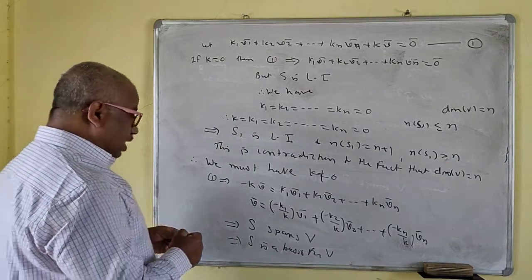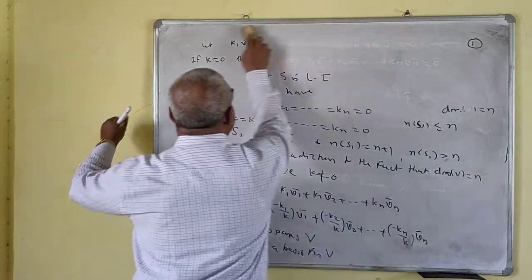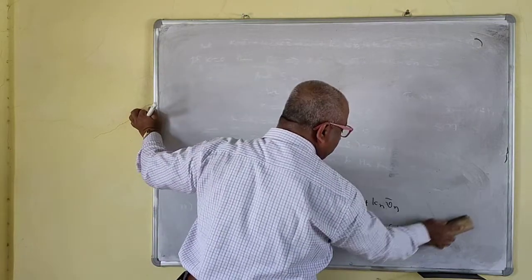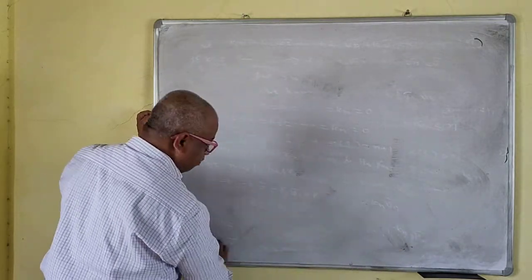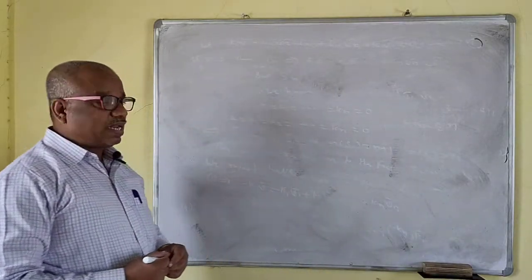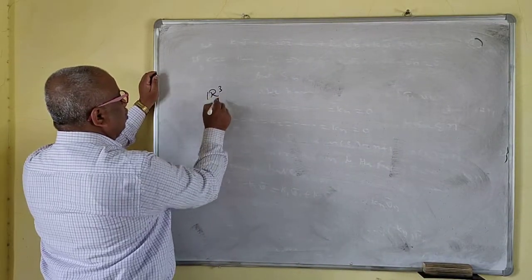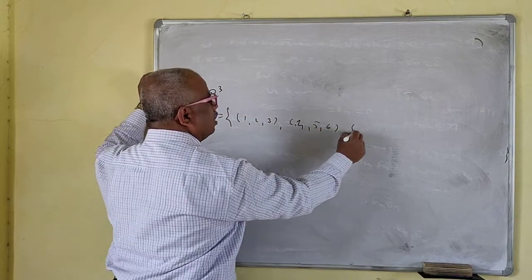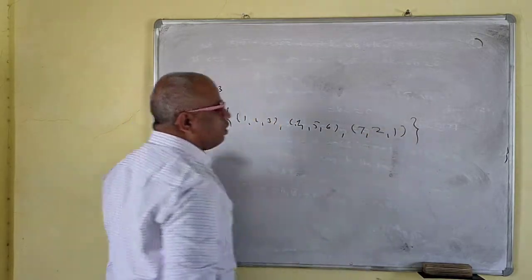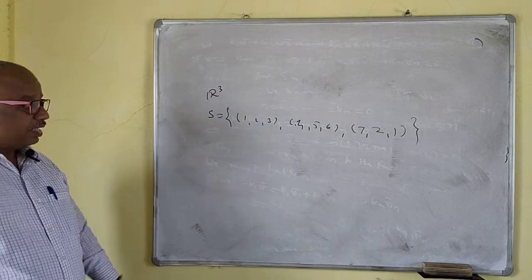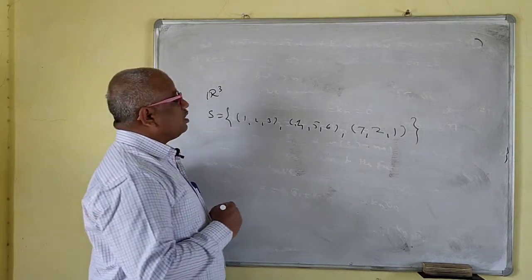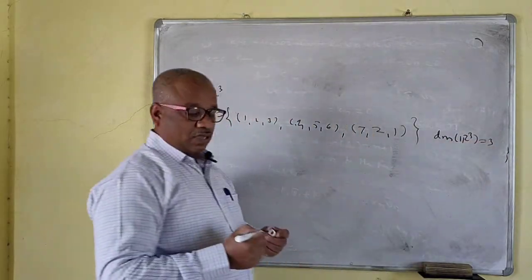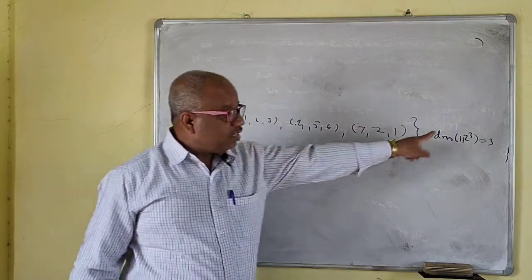So what is the benefit of this theorem? You know the dimension of Rn, the dimension of Pn, and the dimension of the vector space of matrices. Suppose this is R3, and S is equal to (1, 2, 3), (4, 5, 6), (7, 2, 1), and we want to check whether this is a basis. This is a subset of R3. The dimension of R3 is 3, and S is a set containing 3 vectors.